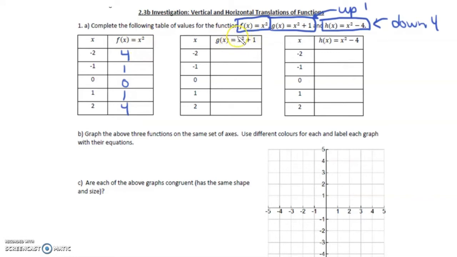Now what we're going to do is we're going to do x squared plus 1. So if you want to take your calculator and do negative 2 squared plus 1, and then negative 1 squared plus 1, and then 0 squared plus 1, and so on to all of these points, what we're going to get is 5, 2, 1, 2, 5.